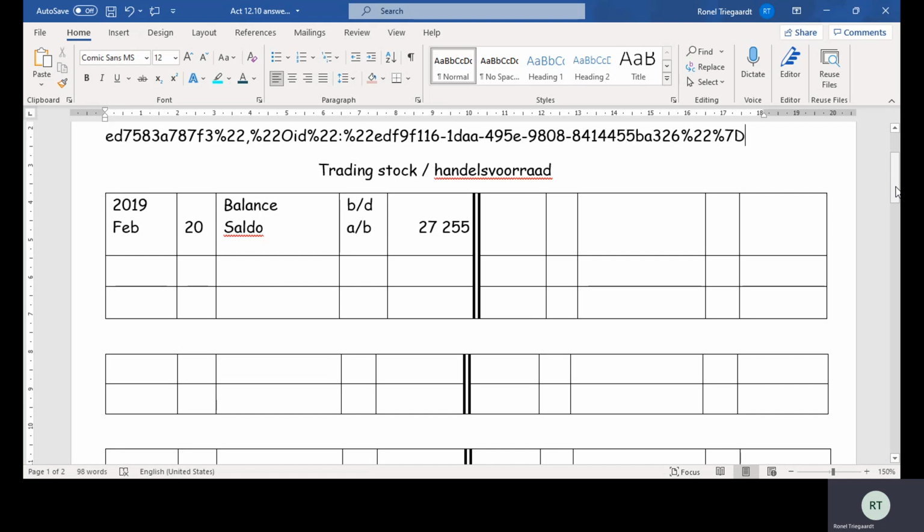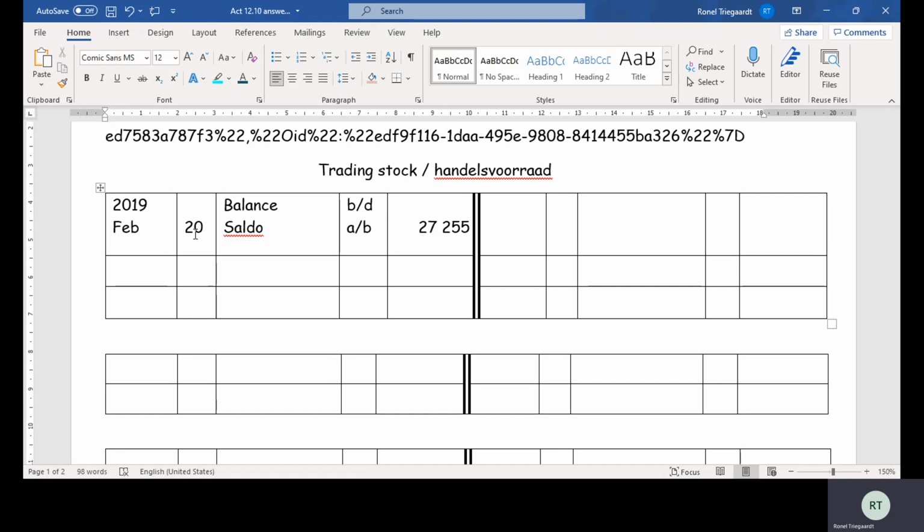Let's have a look. They tell us the balances for trading inventory, and what is very important: did you see that they told you that the trading stock account has a balance on the 20th of February? Did you notice that? Did you write the balance in on the right date? Because you cannot change the dates that they supply. If that is the balance, then that is the date of the balance.